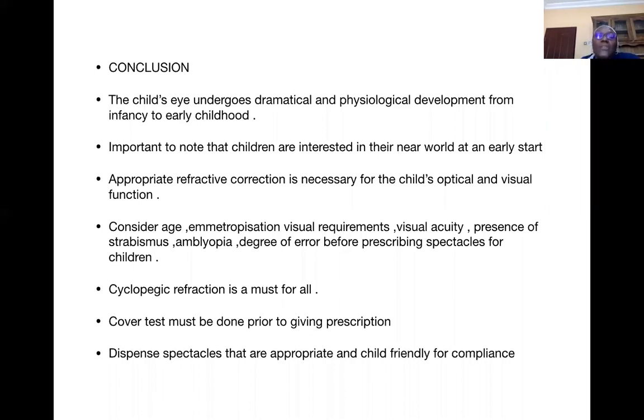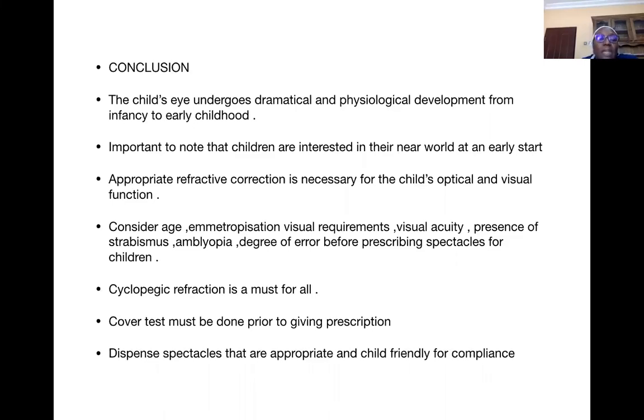Then you need to give the appropriate refractive correction that is necessary for the child's optical and visual function. When prescribing, it's important to consider the age, because you're thinking of emmetropization and the visual requirements. You have to consider the visual acuity, because it depends on whether it's appropriate for that age and the distance at which you tested that visual acuity. Then the presence of strabismus, amblyopia, and the degree of error before prescribing spectacles for children.